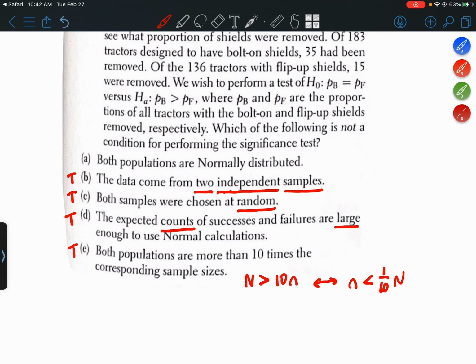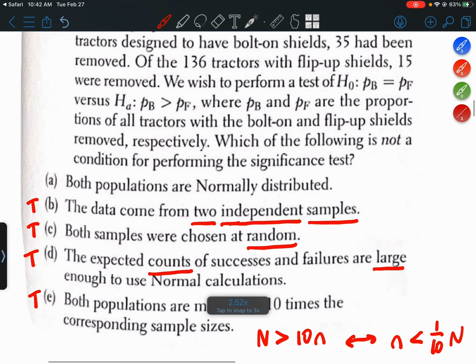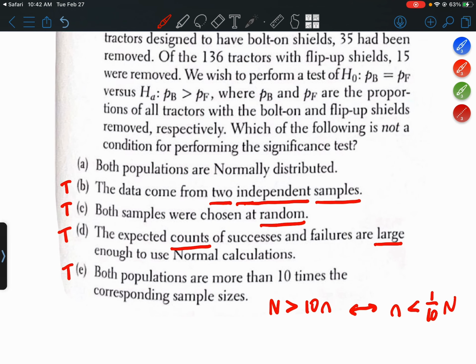So coming back to statement A, we don't need populations that are normally distributed. Yes, we are going to use normal calculations when we get the test statistic and the p-value, but the normal calculations are a direct result of satisfying the large counts condition. We do not need a population that is normally distributed. So statement A is the false choice.